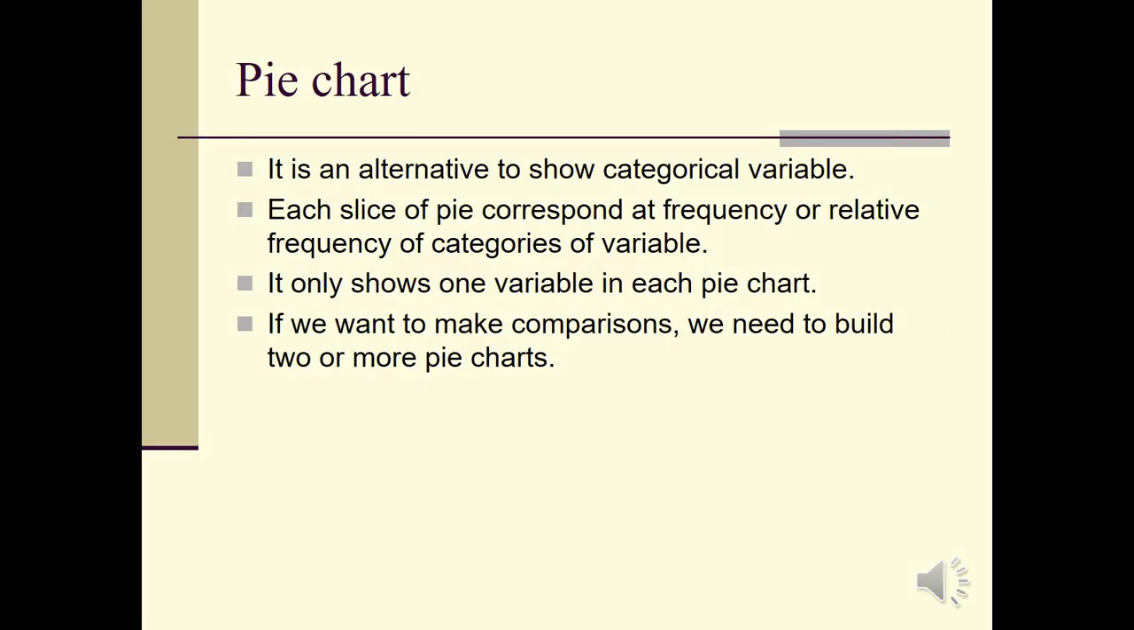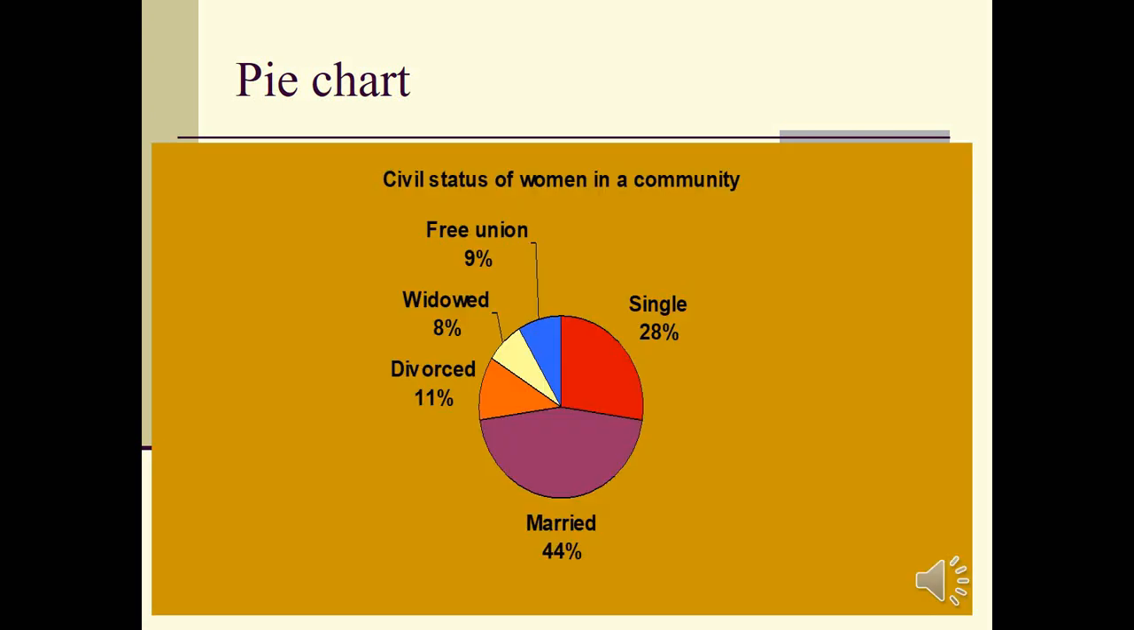Pie chart is an alternative to show a categorical variable. Each slice of the pie corresponds to the frequency or relative frequency of categories of the variable. It only shows one variable in each pie chart. If we want to make a comparison, we need to build 2 or more pie charts. Here we have a pie chart representing civil status of women in a community. Of course, this is in an American society.